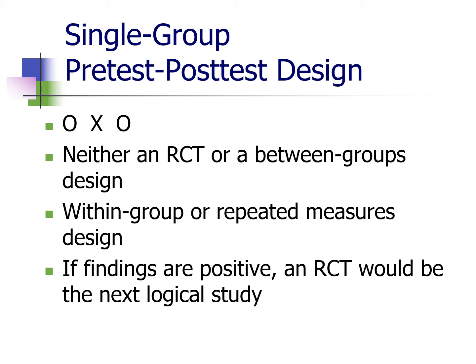And for this type of design, if we find that the results of the study appear to be positive, the next logical step would be to carry out a randomized controlled trial that has at least two levels of the independent variable or intervention that we saw in this particular study.